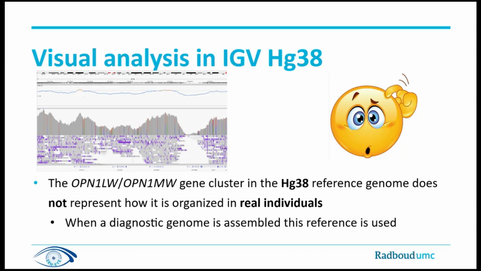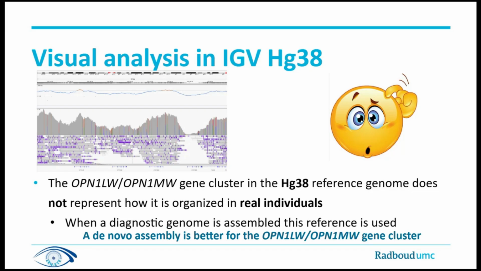A de novo assembly, an unbiased assembly without the use of a reference genome, would be better for the Opsin gene cluster.